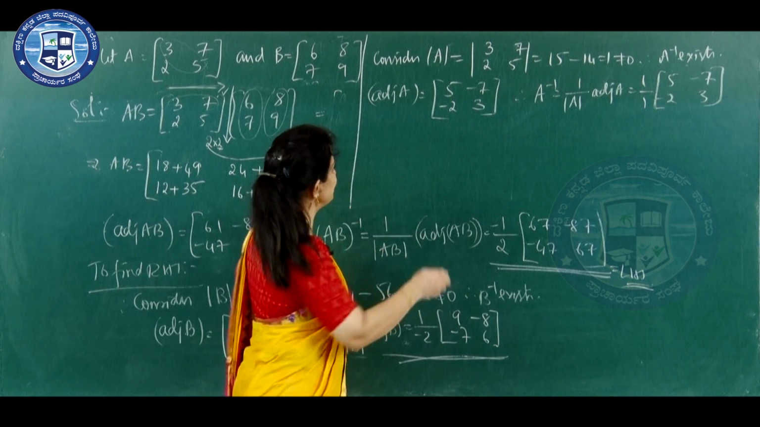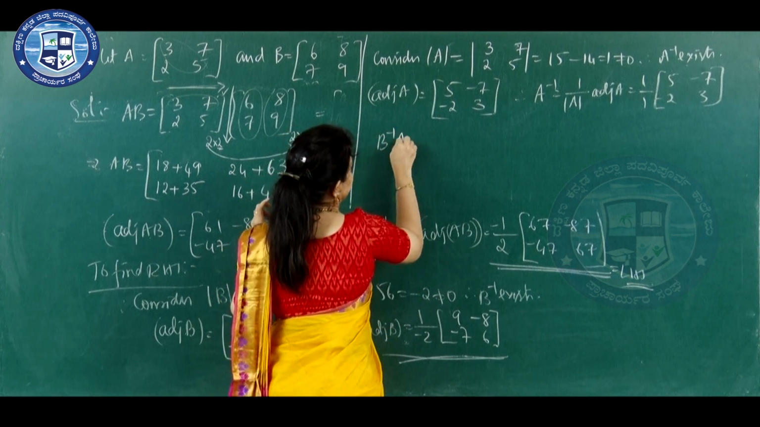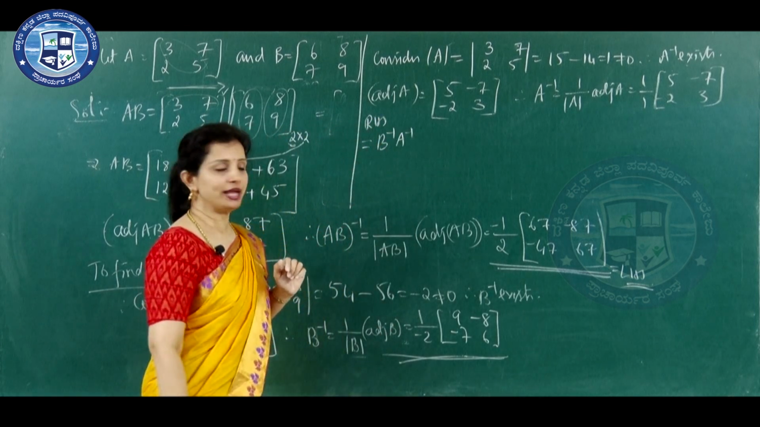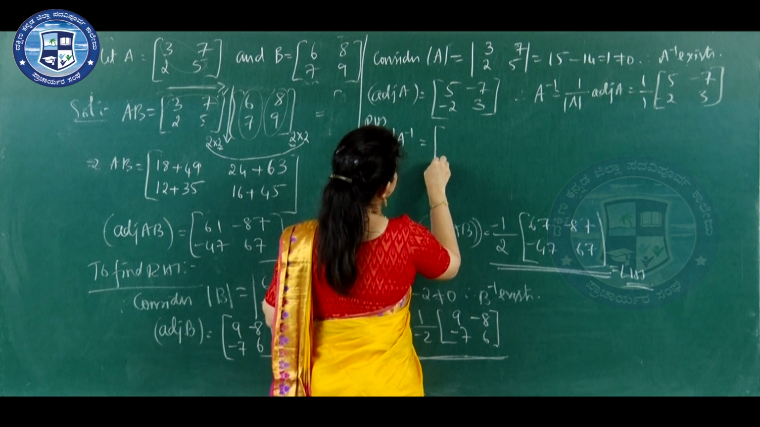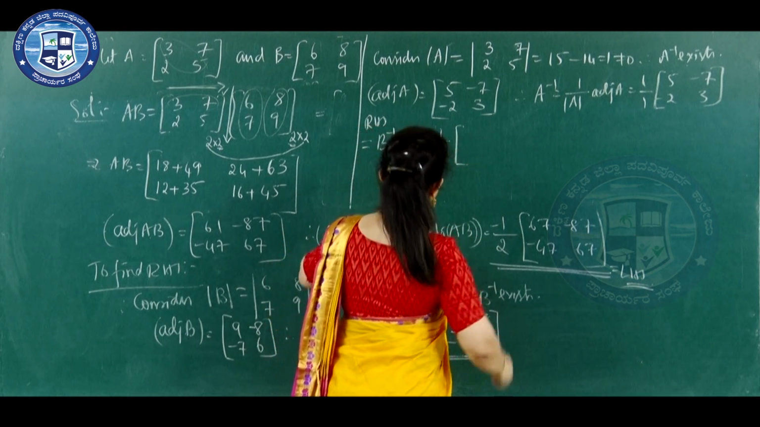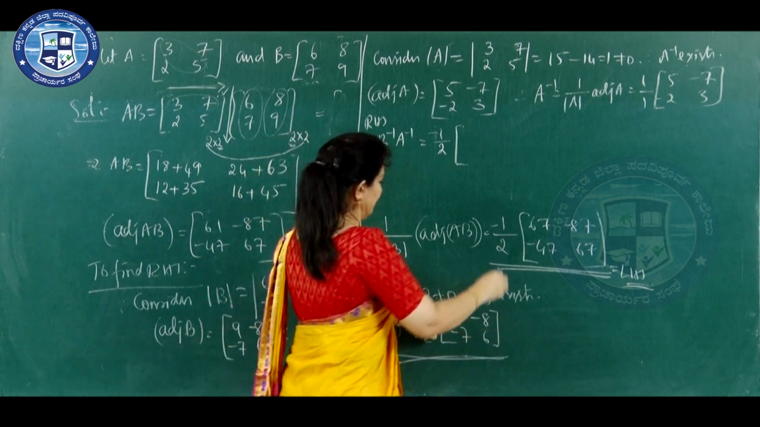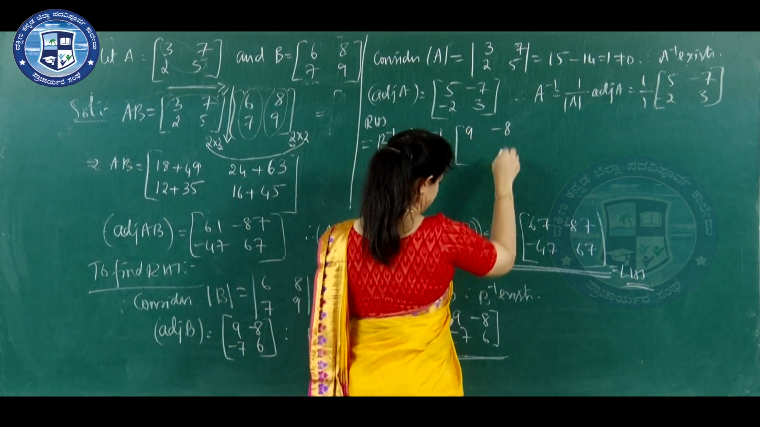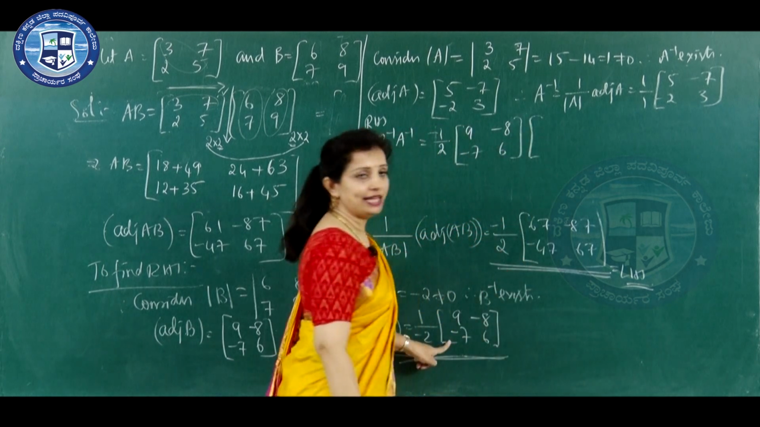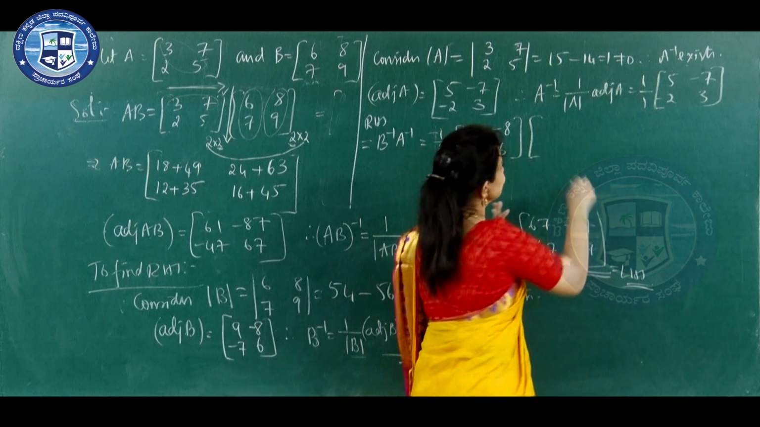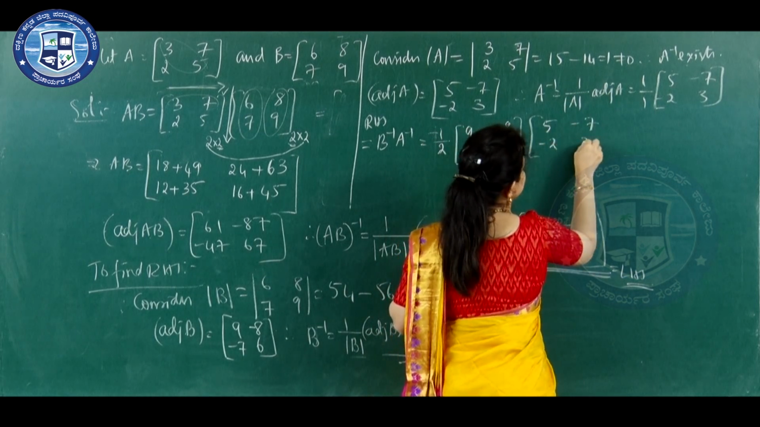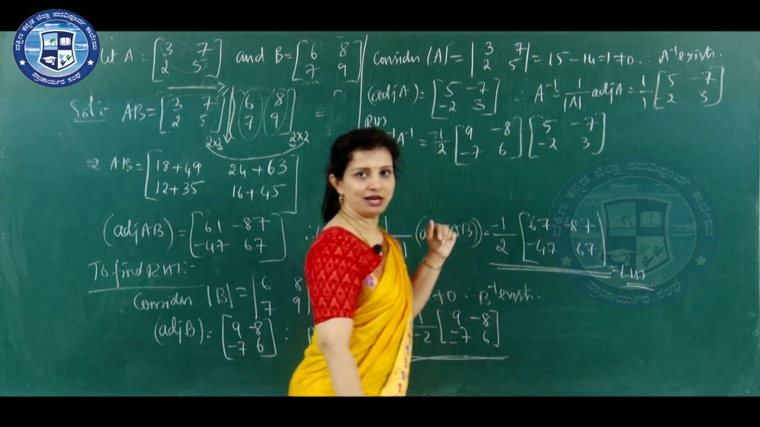Next step is to find B inverse into A inverse. This is RHS. RHS is B inverse into A inverse, is equal to, B inverse is 1 by minus 2, or minus 1 by 2 into 9, minus 8, minus 7, 6, into A inverse, 1 by 1, 1 into the same matrix, 5, minus 7, minus 2, 3. Multiply these two matrices, students.